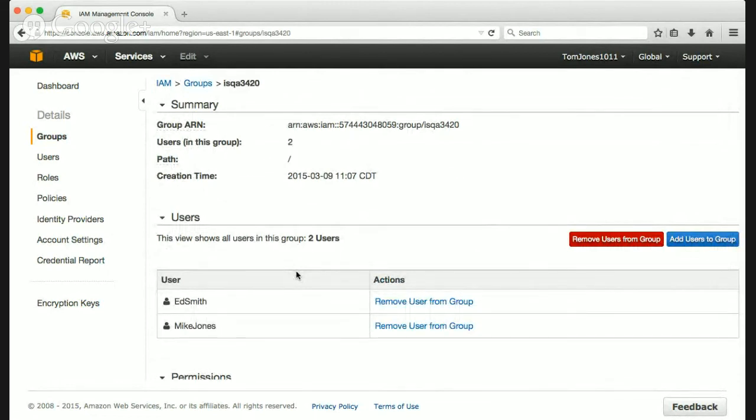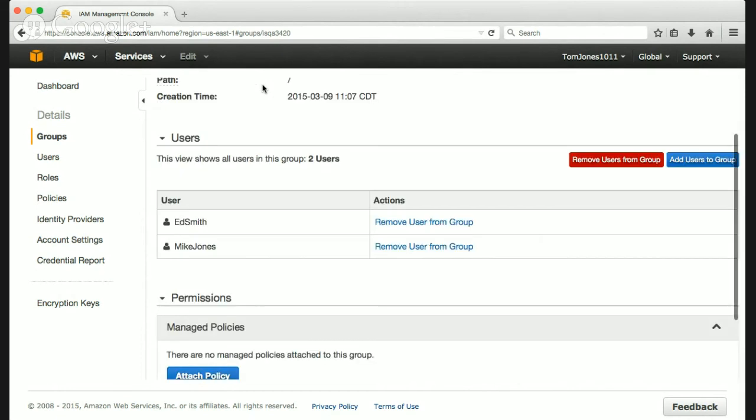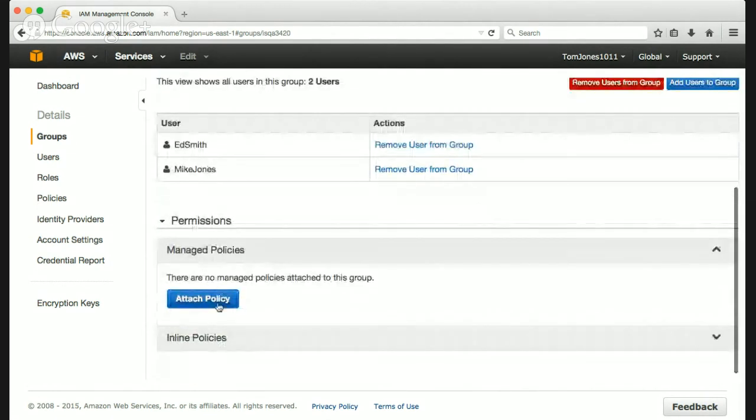My Safari browser is the view that you see. What I'm doing now is not something that you can do unless you have your own Amazon account. So I'm in this user management, this IAM. I'm looking at groups, and I'm looking at that group that has ISQA3420, which again has the users Mike Smith and Ed Smith and Mike Jones. Okay. So what I can do here is I can attach a policy.